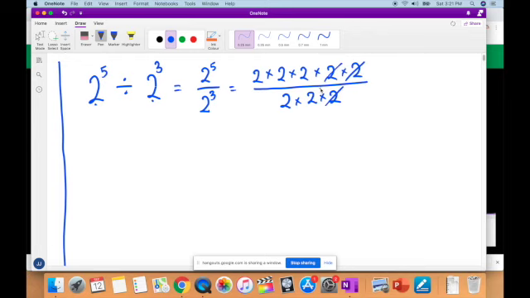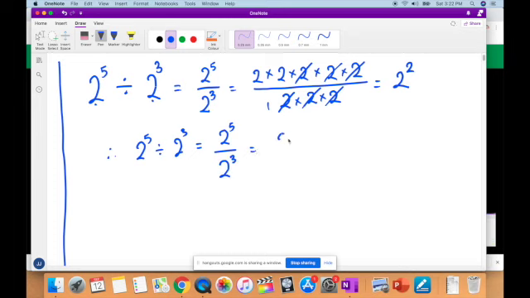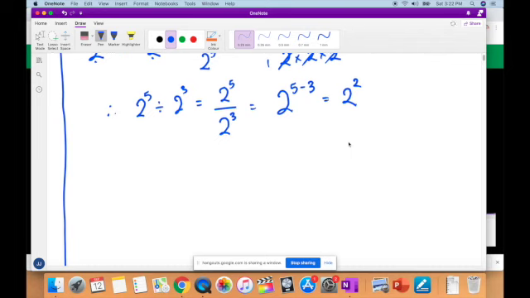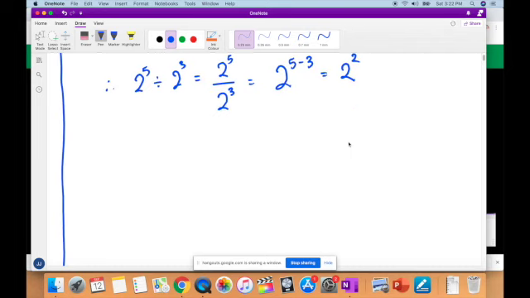So this 2 and this 2. So we have 1 being left in the denominator, and we are left with 2 squared. Right? So therefore, 2 to the 5th divided by 2 to the 3rd is 2 to the 5 minus 3, which is 2 squared. You understand? Right, what is the general rule for this one now?